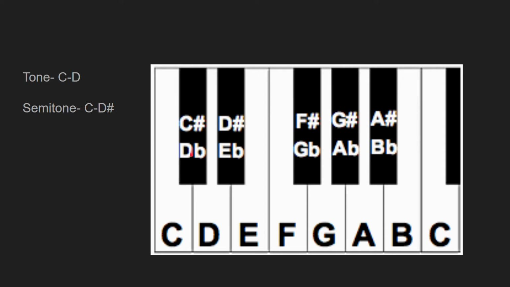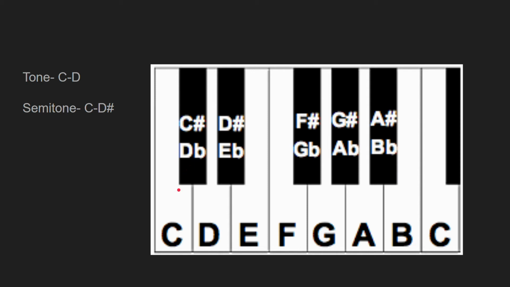For each black note, you can call it a sharp or a flat. Now, why do they have two names? Well, it's usually just for simplicity when you're referring to it in an order or after another note. But we'll get more into that later. For now, all you need to know are the names.